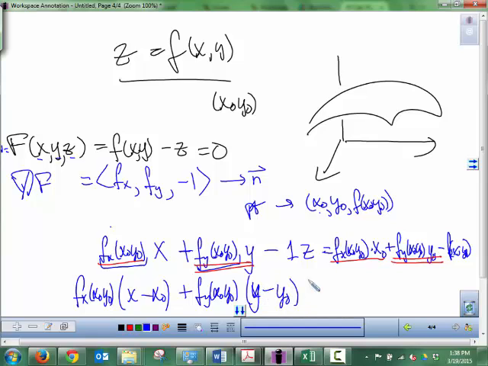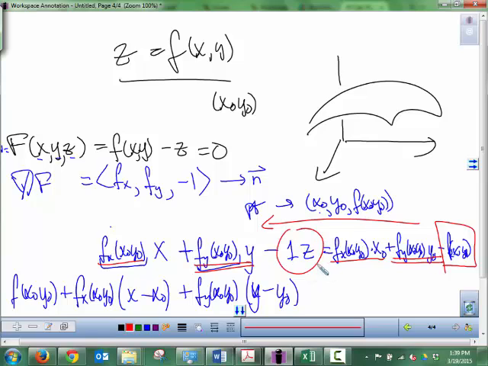How about the z? What are we going to do about the z? I know what. Let's bring this over to the other side, and so it would be plus f of x naught, y naught. And then let's bring this over to the other side, so it would be a positive z. So that's exactly the same formula that they gave you the other time.